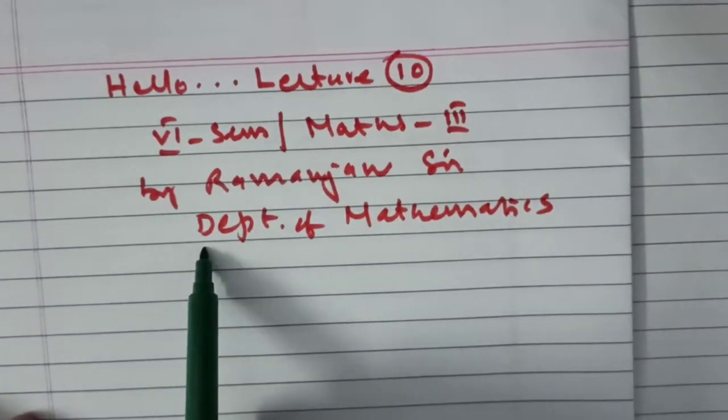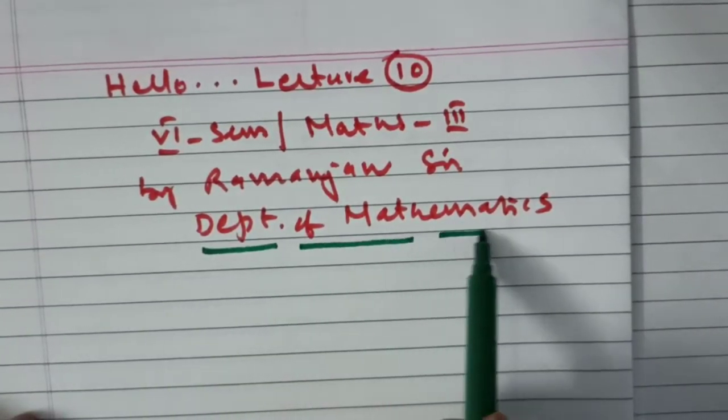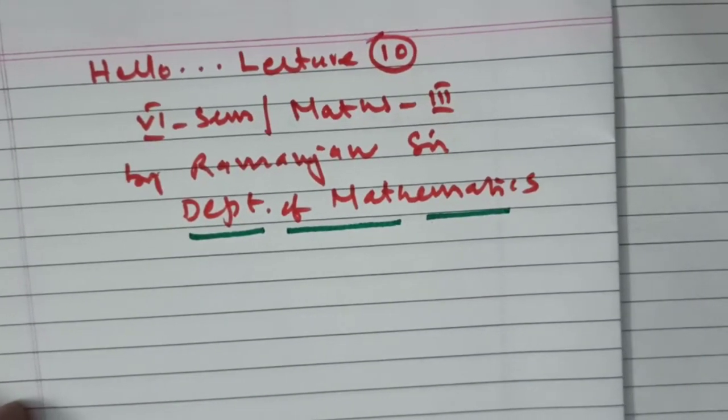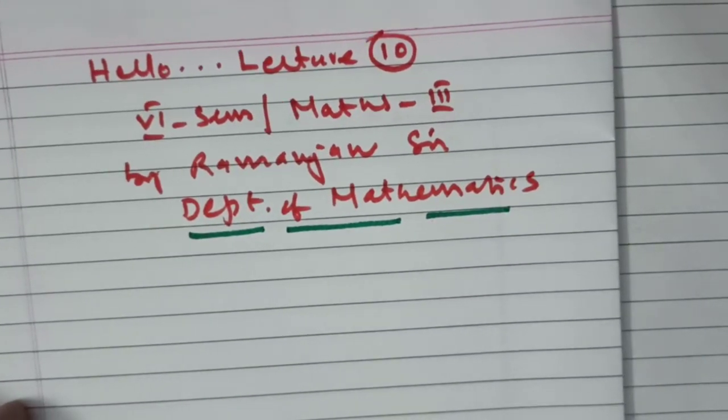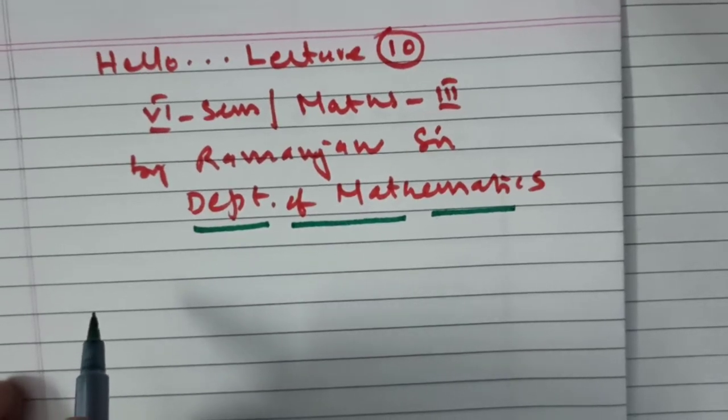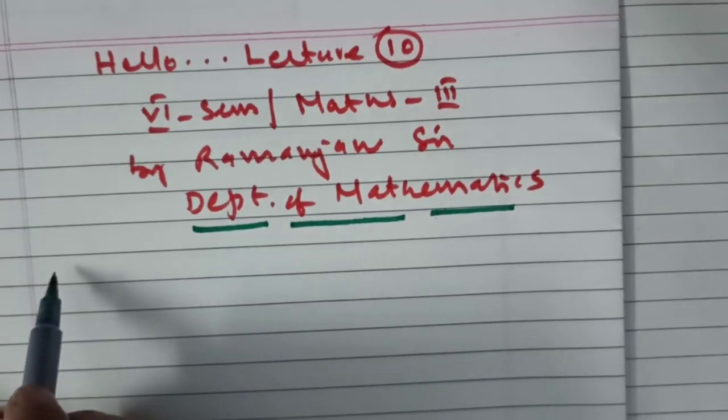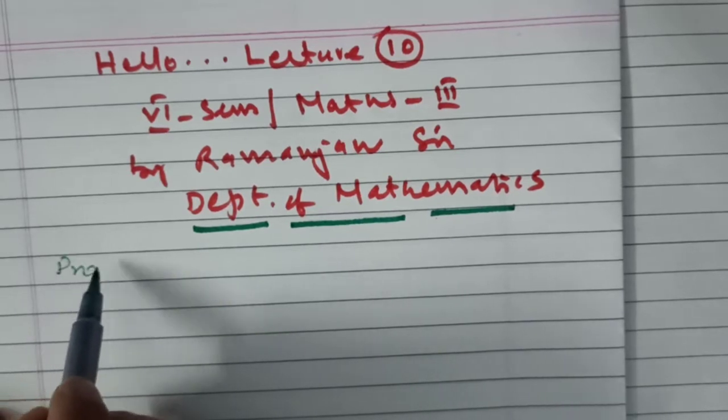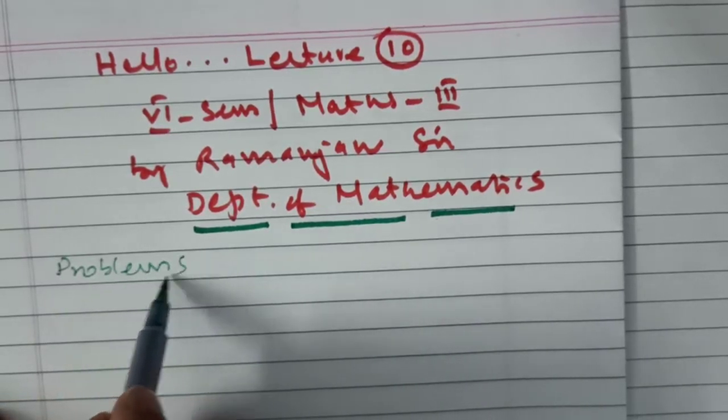So let us see the problems based on closure of a set. In the last class, in the last lecture, we defined the closure of a set and the examples. Whereas now the problems on closure of a set.